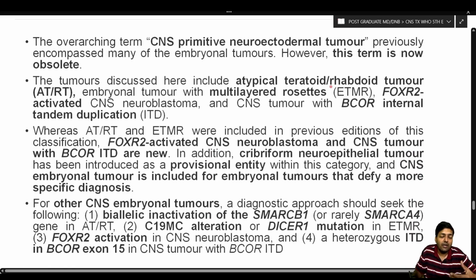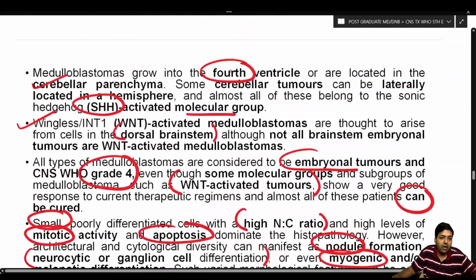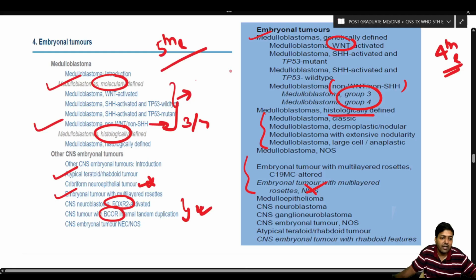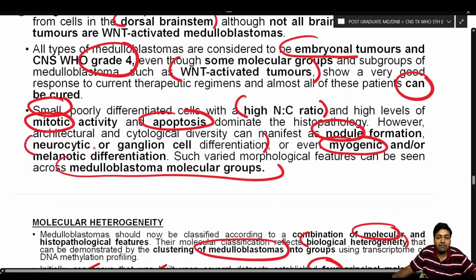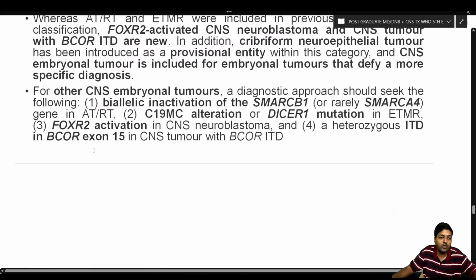Now, medulloblastomas are one of the embryonal tumors, and there are other embryonal tumors as well. The overarching term CNS primitive neuroectodermal tumor was previously used, but it is now obsolete and is no longer used. Now we are going to discuss the other CNS embryonal tumors, and we will see what changes have been introduced over here.